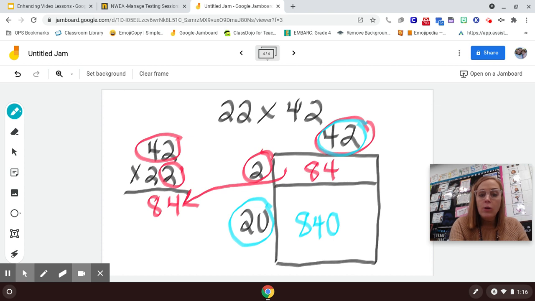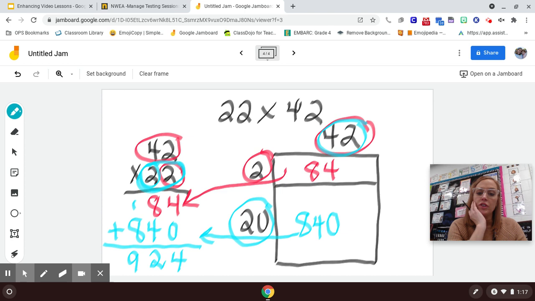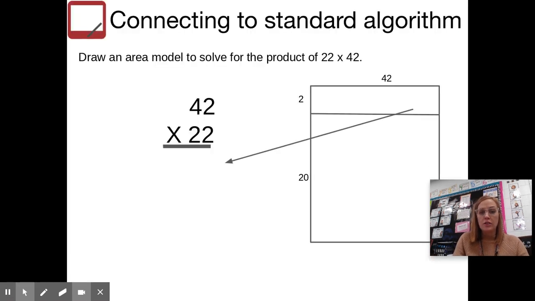Okay. Now, this number, this 20 times 42, is going to go right underneath. And I'm going to add these together. So 4 plus 0 is 4. 8 plus 4, 12. Carry my 1. And I get 924. So as you can see, the area model kind of helps get you prepared for learning how to do multiplication using the standard algorithm.